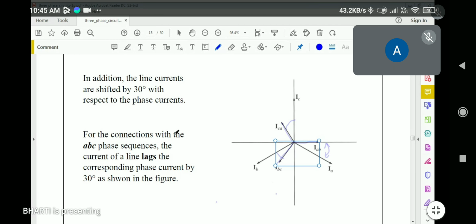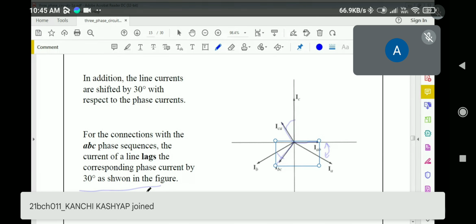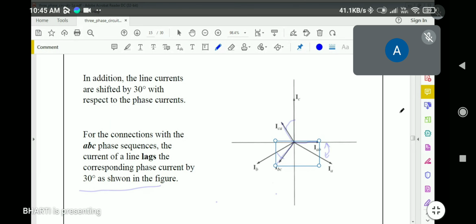For the connections with ABC phase sequence, remember that phase sequence is important. So we are taking it in clockwise direction A, B and C. So ABC phase sequence is there. So the current of a line lags the corresponding phase current by an angle of 30 degrees. Did you understand this? Everybody, is it clear? Yes, ma'am. So these two things are clear to you.